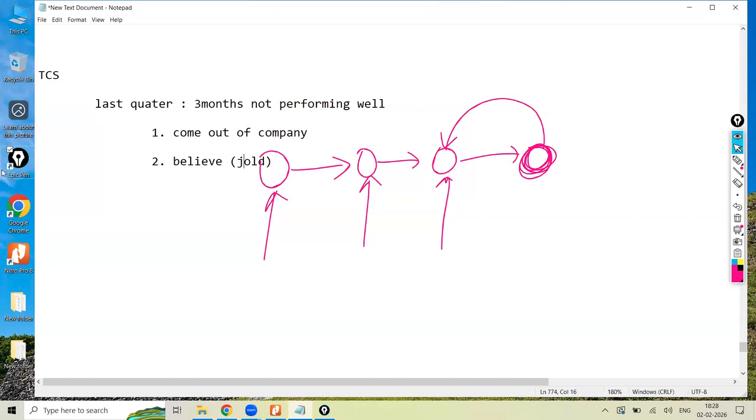What will you do out of these 2? If this is the case, you have already invested in TCS. Assume you have already invested some money, X amount. Now tell me, what are you going to do in this case? Are you going to come out of the company when the performance is not good, or are you going to hold? How many people are going to come out of the company? Raise your hand, both offline and online, or type it in the chat.